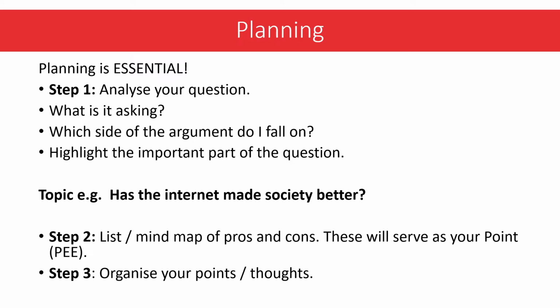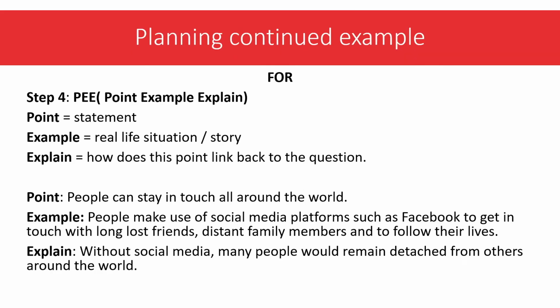Then you're going to go to your next step, where you're going to list or create a mind map of pros and cons. So these are going to serve as your points, or your P, in your body. Then step 3, organize your points and thoughts. What's going to be my paragraph 1, 2, 3, 4? Then we're going to move on to step 4, P, which stands for point, example, explain. So this is how you're going to create your argument for or against in both essays.